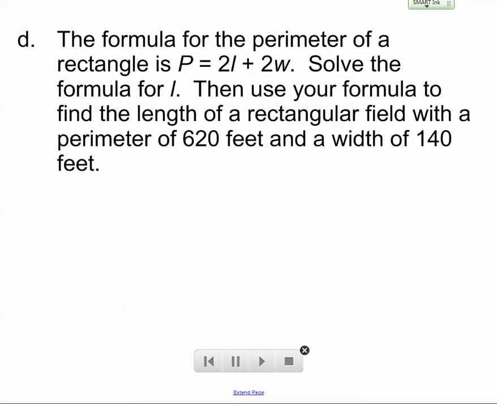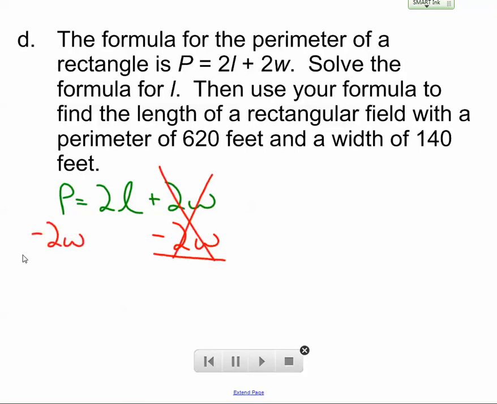The formula for the perimeter of a rectangle is P equals 2L plus 2W. Solve the formula for L, and then we're going to use the formula. Okay, so let's solve the formula for L first. So we got P equals 2L plus 2W. The first thing I want to do is get rid of this 2W. So I'll subtract it. Whatever I do to the right, I have to do to the left. So now I have P minus 2W equals 2L. And then I want to get rid of this 2, so I'll divide both sides by 2.